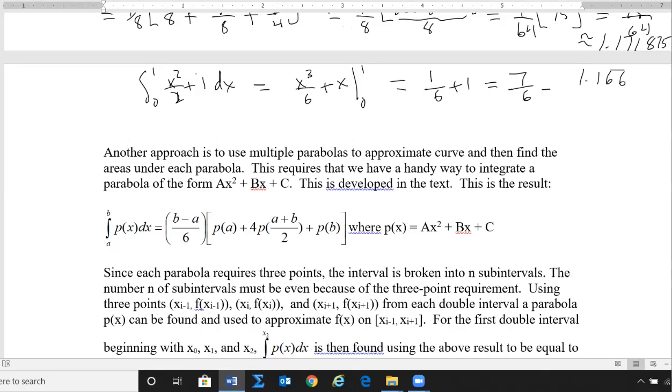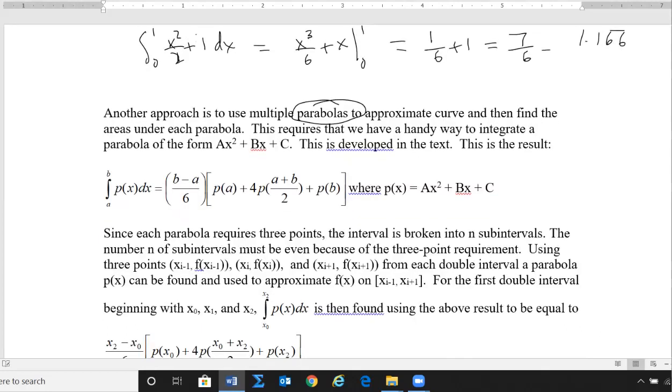Okay, this section, we have an alternative method for approximating. And this time, this one uses parabolas instead of trapezoids. So there's a couple of technical requirements that have to be met.